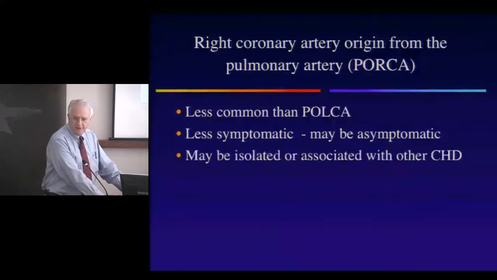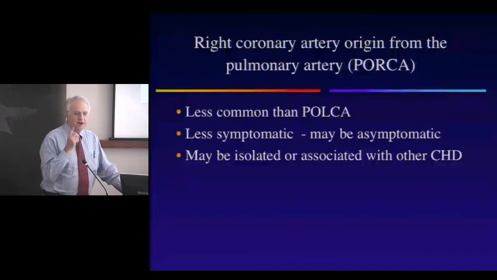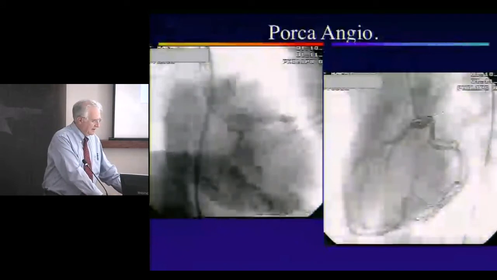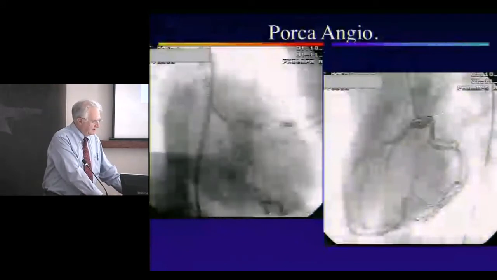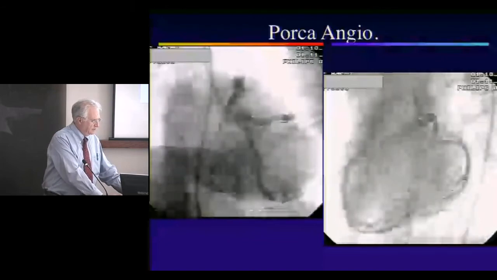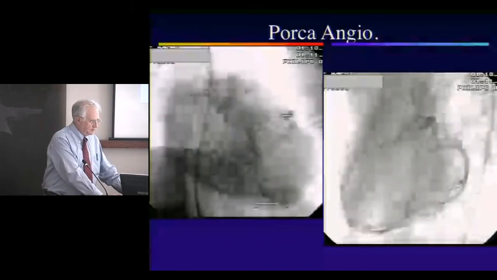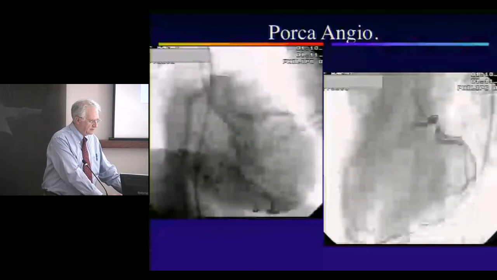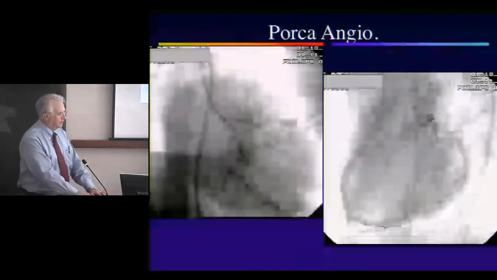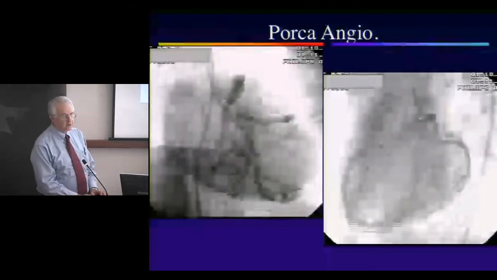They may be symptomatic, they may not be symptomatic. And in fact, I'll show you one that was diagnosed after an ASD was repaired without catheterization. And here it is. And this is an injection into the left coronary artery. And you see there's the left coronary artery with the LAD and the circumflex. And then you see the anastomosis to the right coronary artery and its drainage into the pulmonary artery.